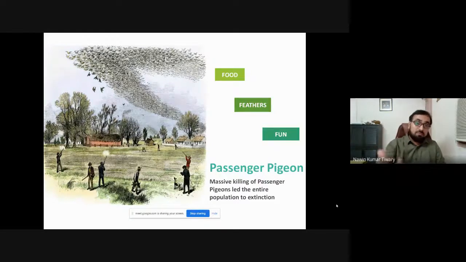But if we go on with this kind of indiscriminate killing for a very long period of time, we would realize that even these passenger pigeons can get killed. So what is important is that we understand this whole idea that a species is never stable, the population is never stable. So this massive killing of passenger pigeons led to the extinction of the entire population.